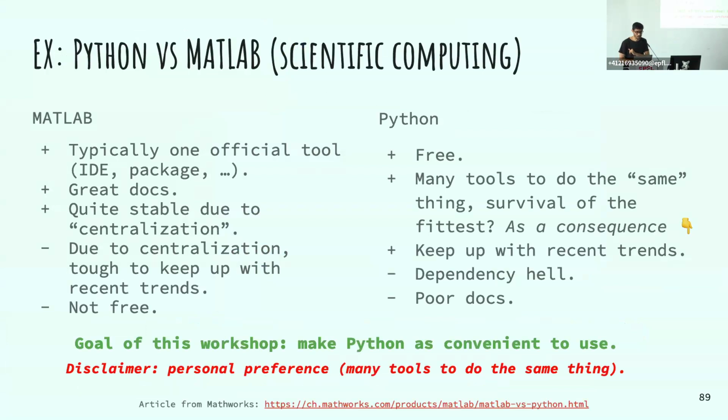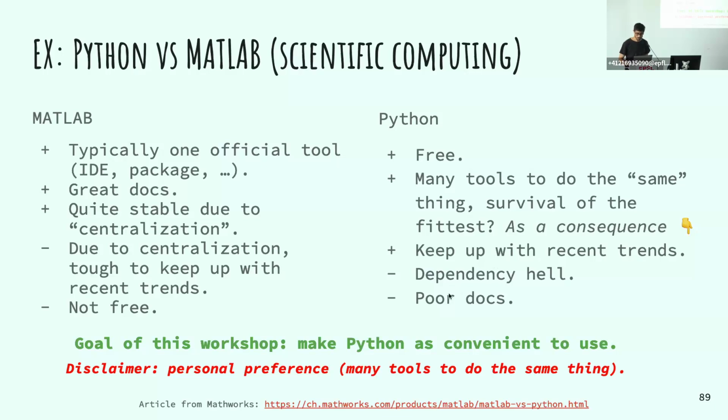There's a nice article from MATLAB where they say, okay, we're trying to give you the best support possible, please buy us. But Python is essentially free. There are many tools to do the same thing, and as a result you get this survival of the fittest, the best of the best coming out of this friendly competition. It's also better at keeping up with the most recent trends, especially in a field like machine learning, where every couple of days, or at least every couple of months, there's an even better architecture or performance. Because of its flexibility, open source nature and freeness, Python keeps up with these trends, which is why there's all this buzz around it.